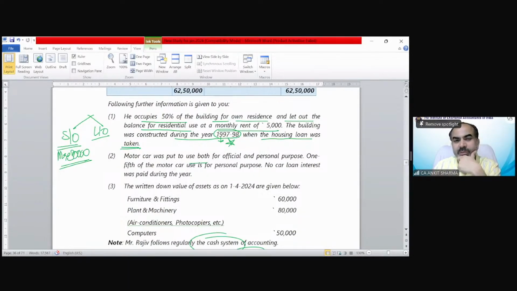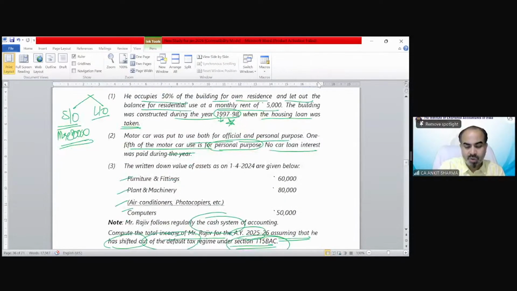Motor car was first put to use for both official and personal purposes. 1/5 of the car has been used for personal purpose. So that means 1/5 is not going to be part of my business expenditure, whether it's depreciation or car repair, etc. Only 4/5 is going to be part of my business expenditure. No car loan interest was paid during the year. Other asset value has been given for the purpose of depreciation. So after all this information, now we are going to solve this question on a separate sheet.